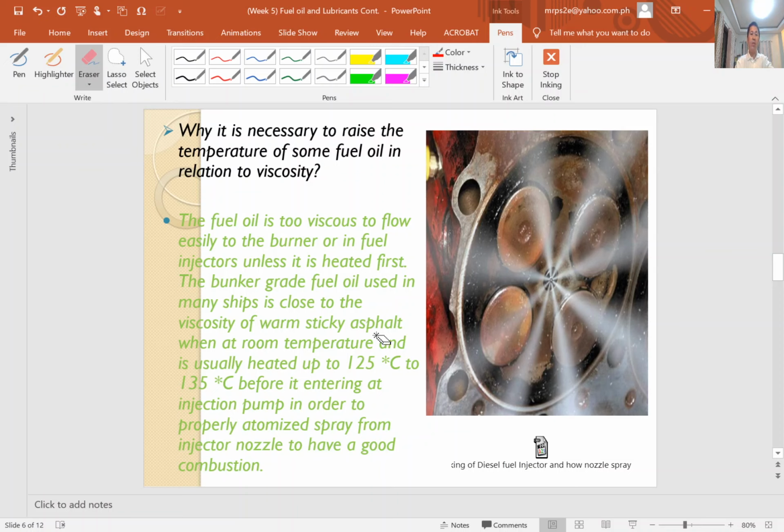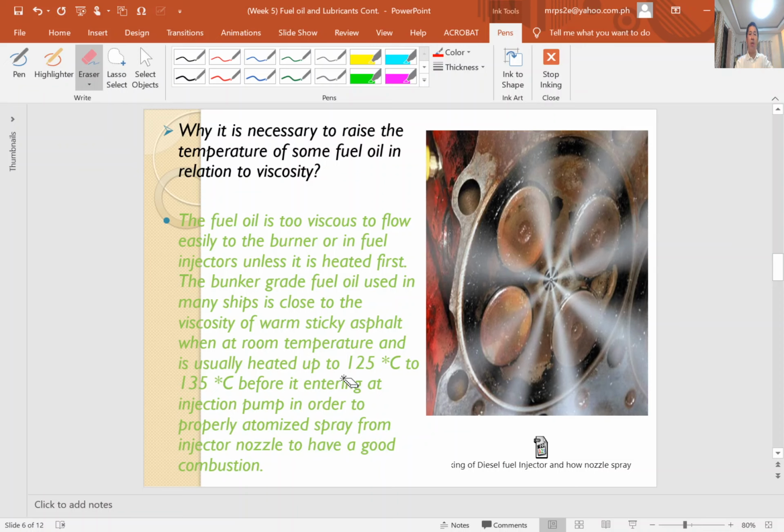If not good atomization, the fuel will not burn easily, and there is no power to the engine, and the exhaust temperature is too hot, and it is very smoky exhaust.